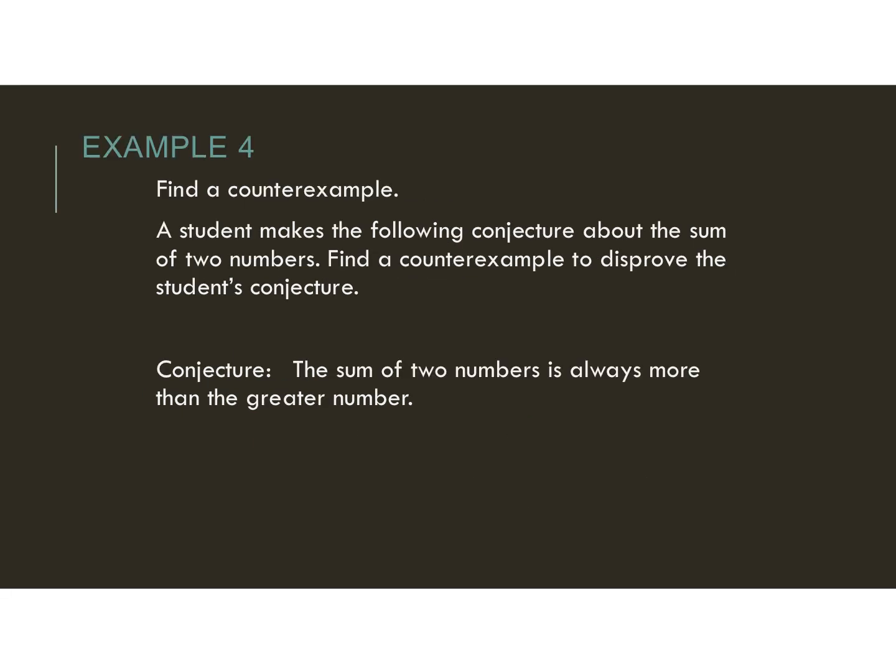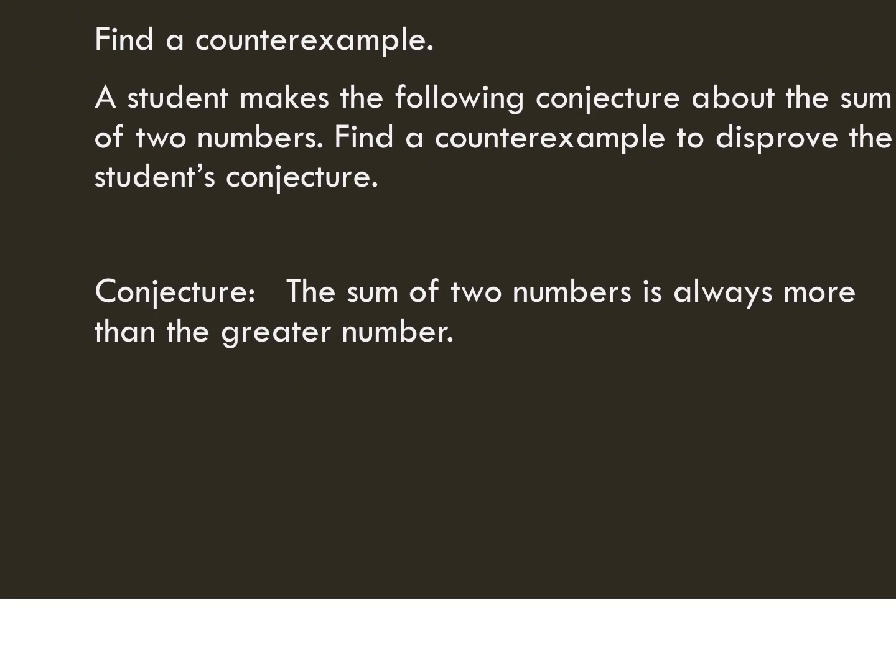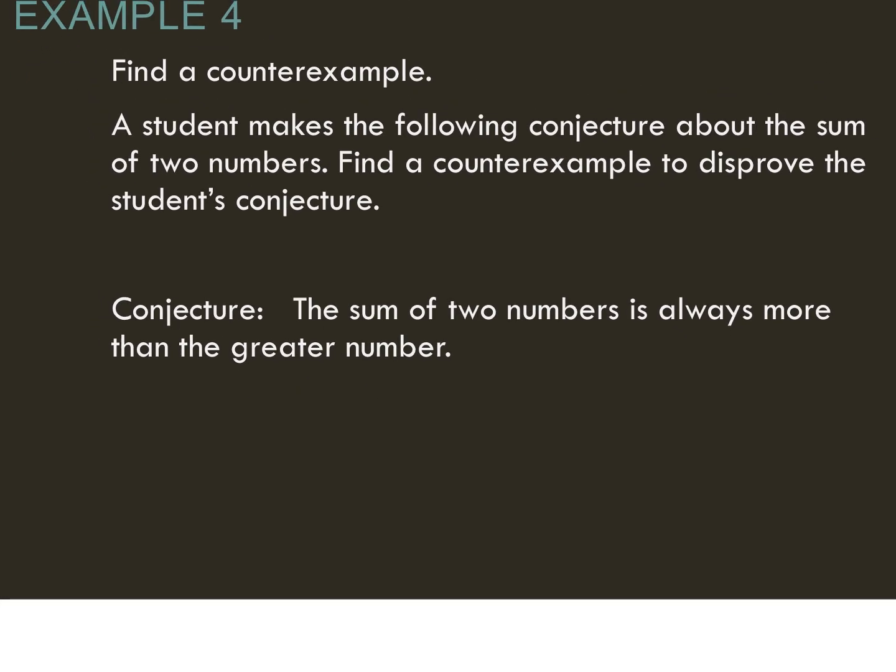All right, so looking at this example, it says find a counterexample. A student makes the following conjecture about the sum of two numbers. Find a counterexample to disprove the student's conjecture. So what it says is the student believes the sum of two numbers is always more than the greater number. Is that true? No. So can someone give me an example to make this statement false? Just give me an equation. How would I make this false? How can I prove it? 5 plus -3?